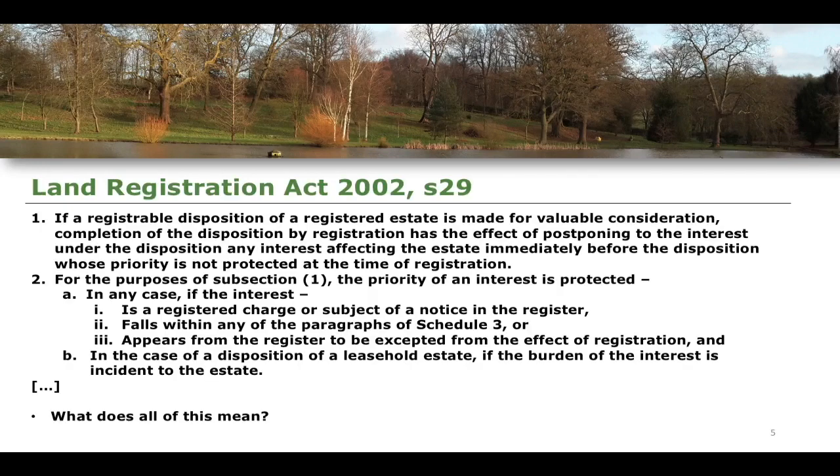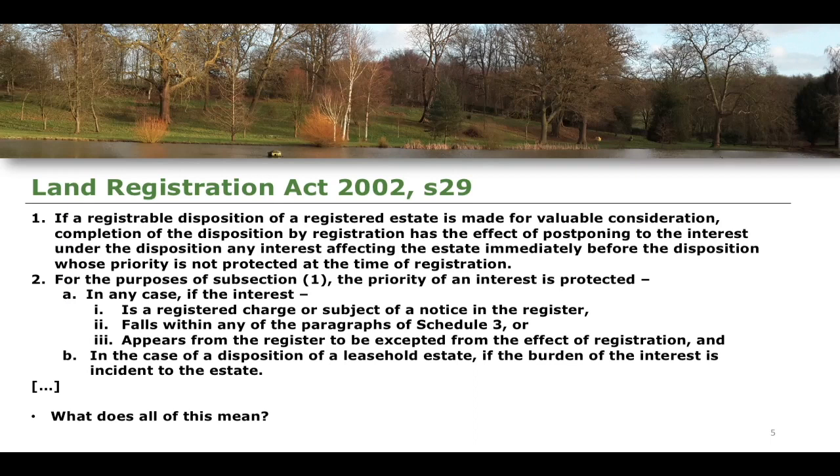Let's go back to section 29 then. So subsection 1 tells us all of this. It says that a registrable disposition, so for example a conveyance, of a registered estate is made for valuable consideration, i.e. some kind of monetary value. If this is the case, then completion of the disposition by registration has the effect of postponing the interest under the disposition, any interest affecting the estate immediately before the disposition. So that's any of the third-party interests which exist over the estate. And it will do so if that priority is not protected.